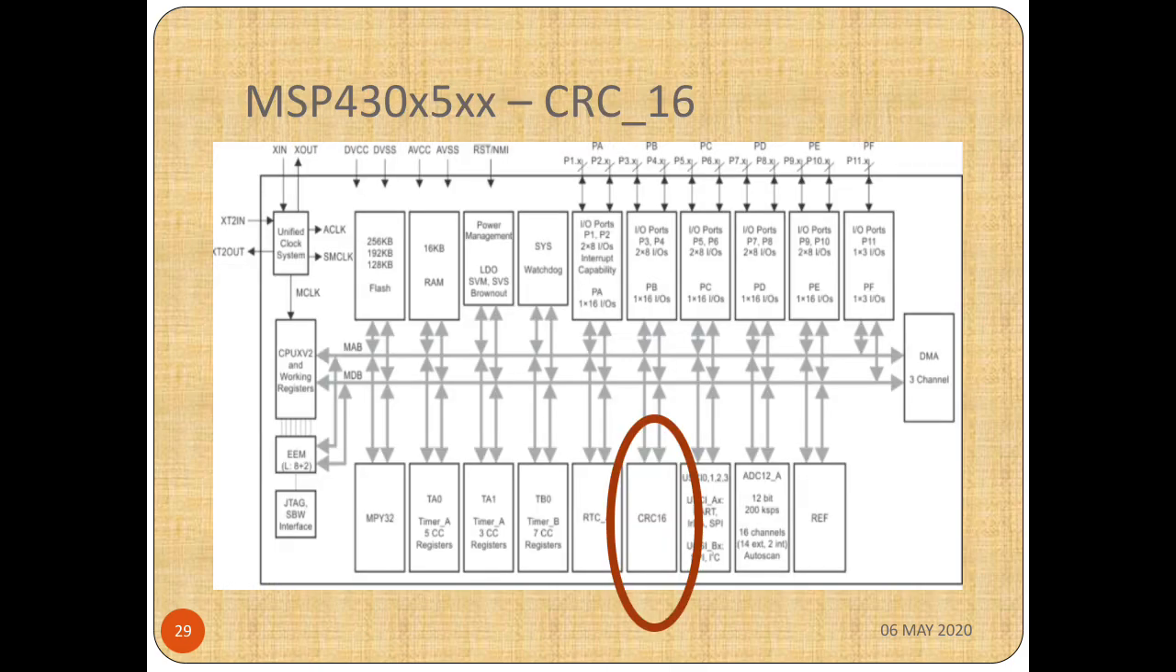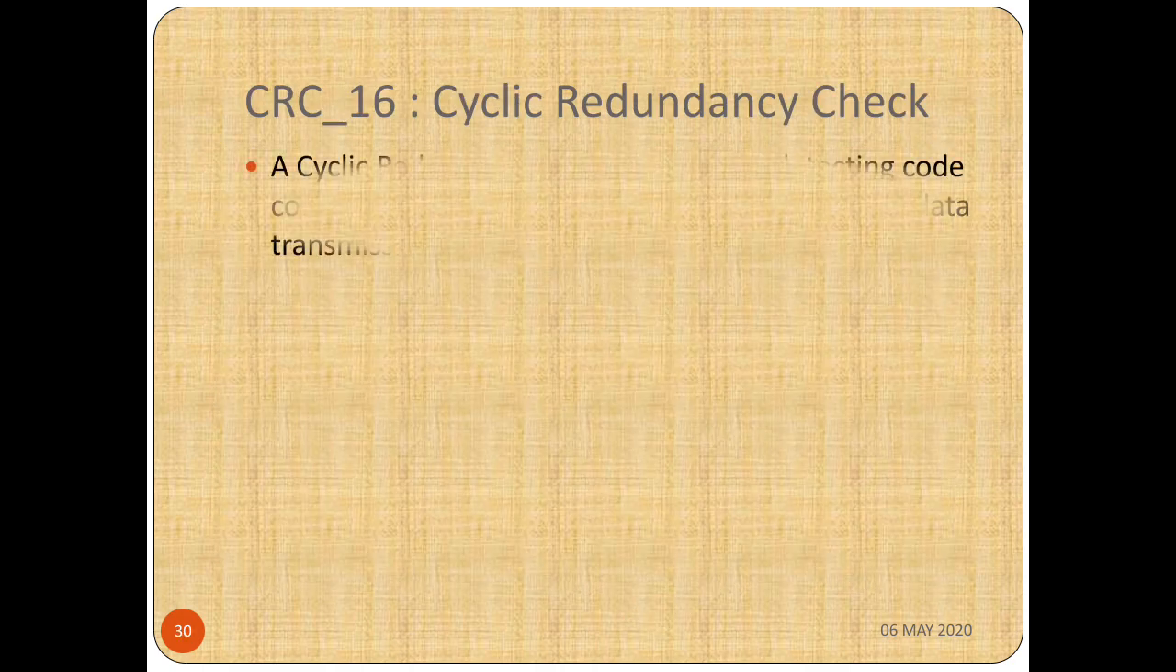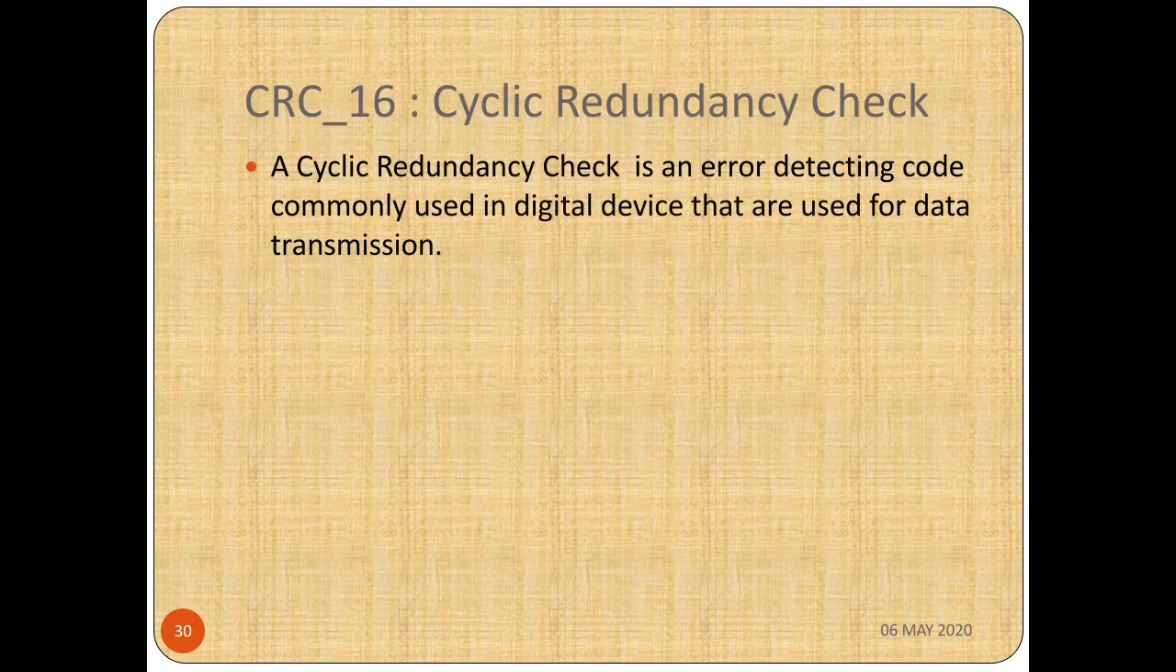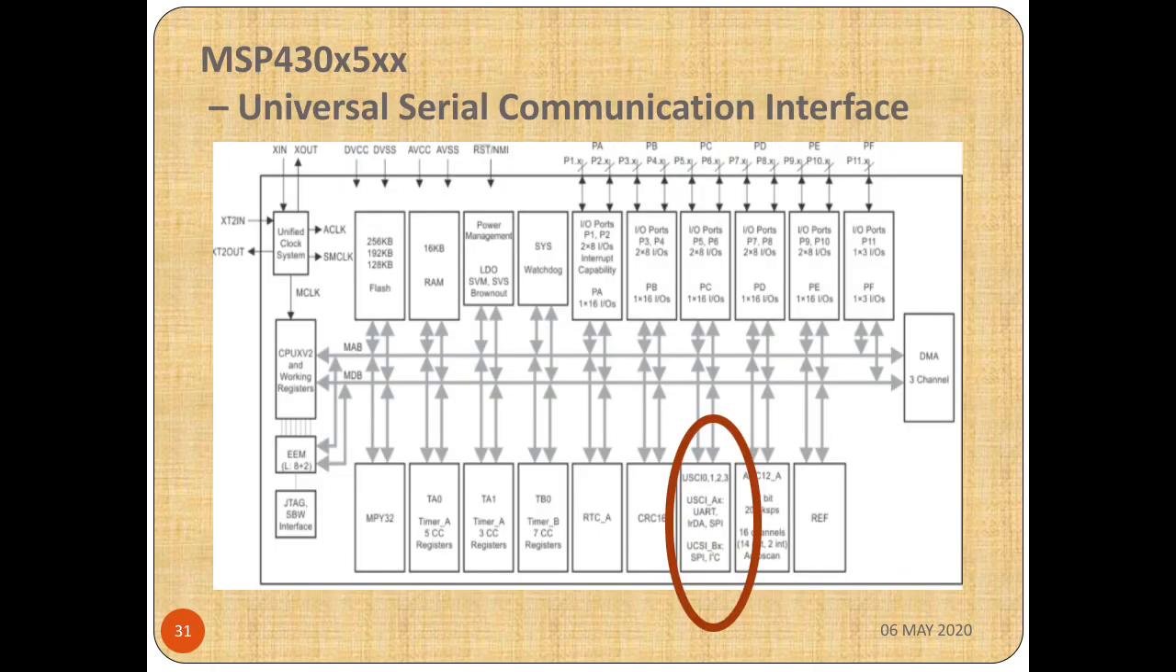The next is CRC16, the cyclic redundancy checker. This cyclic redundancy check can detect errors while we are transmitting data between the processor and external devices. If any error occurs during the transmission, it is detected by using this CRC.